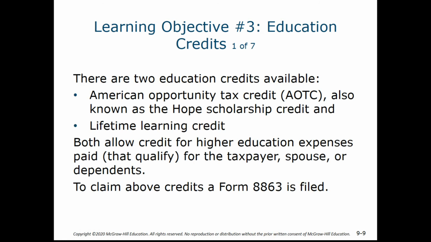Another credit is education credits. There are 2 at the federal level. They are the American Opportunity Tax Credit, AOTC, also known as the Hope Scholarship Credit, and then the Lifetime Learning Credit. Both allow credits for higher education expenses.